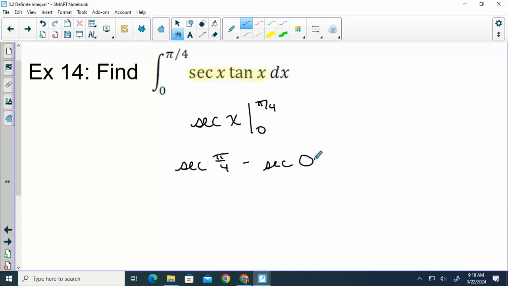Okay. Pi over 4, that's like 45 degrees. Secant's reciprocal of cosine. Cosine of 45 is radical 2 over 2. So if you flip that, we get 2 over radical 2, or radical 2. Minus secant of 0. What is the cosine of 0? 1. Reciprocal of 1 is? 1.